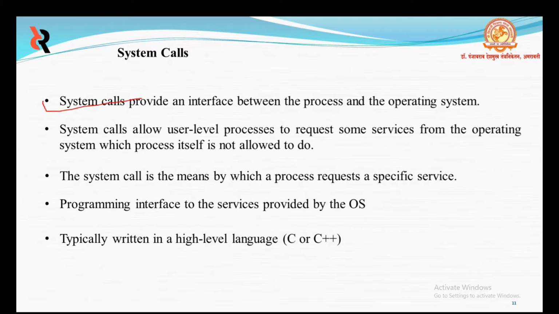All programs needing resources must use system calls. It is an interface between a process and the operating system. It allows all the user levels to request some service. These calls are generally available as functions written in C and C++. There are certain low-level tasks also available that may be written using assembly language instructions. So a system call is a process requesting a specific service. It is an interface.